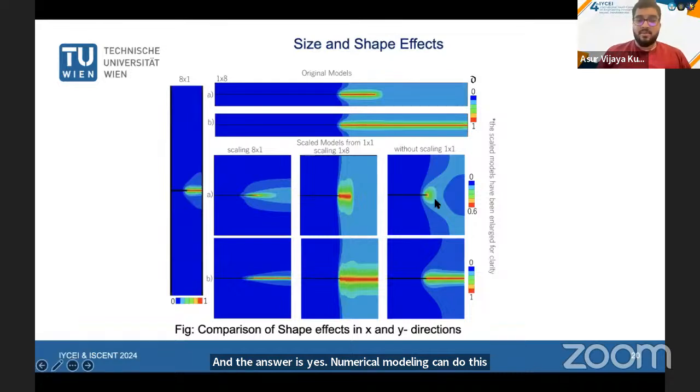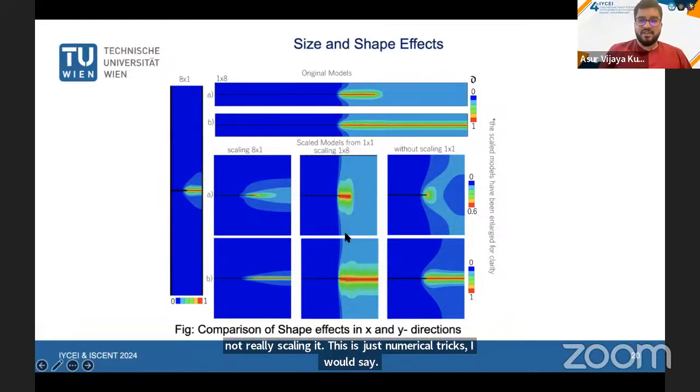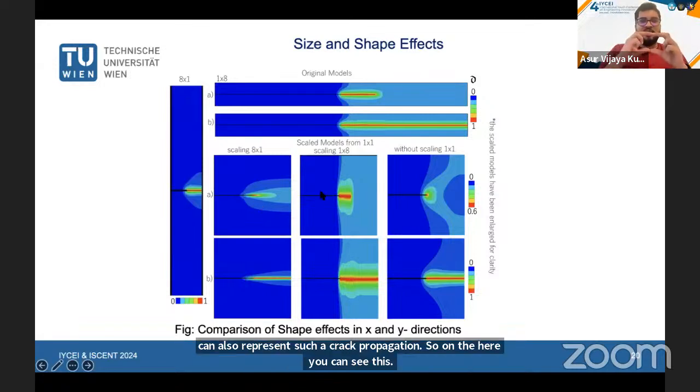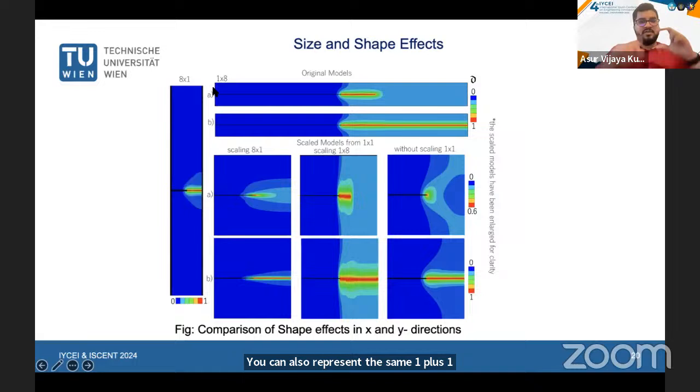So here I'm going to show you examples. Here on the left side, you see 8x1. This is a sample. Now we want to simulate something like this. Originally, it would look like this. What you can do is take a sample like this, 1x1, and scale it numerically. You're not really scaling it. This is just a numerical trick, I would say. You can also represent such a crack propagation. Here you can see this. You can also represent the same 1x1 for a bigger model like 1x8.